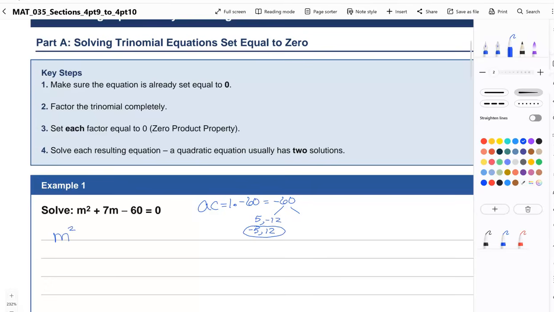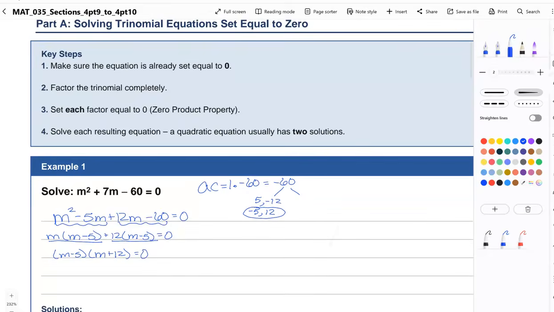We're going to do our rewrite. M squared minus 5m plus 12m minus 60 equals 0. So notice those middle terms add to that positive 7m that we want. And then we're going to group the first two, factor out an m. That's going to leave us with m minus 5. Group the second two, factor out a positive 12, leaving us with an m minus 5. And then we're looking at each of those terms, and they have an m minus 5 in common. And then the leftovers are going to go in here, and that's an m plus 12. So there's our factored form, and it's equal to 0.